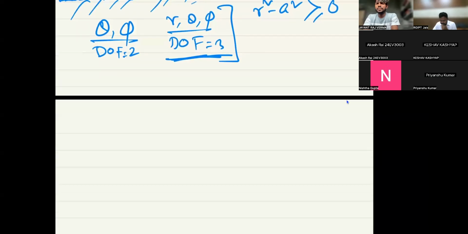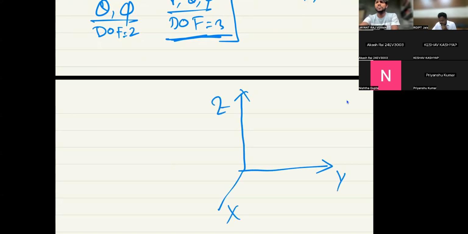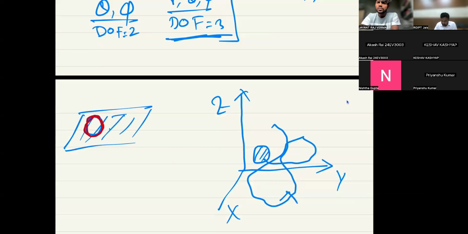Let's see another example. Let's say we have x, y, z coordinates, and you have a ball. This ball is rolling on this xy plane. Then how many degrees of freedom will this particle have? You have a smooth surface. Let's say this is a very smooth surface, and one ball is rolling on this smooth surface.